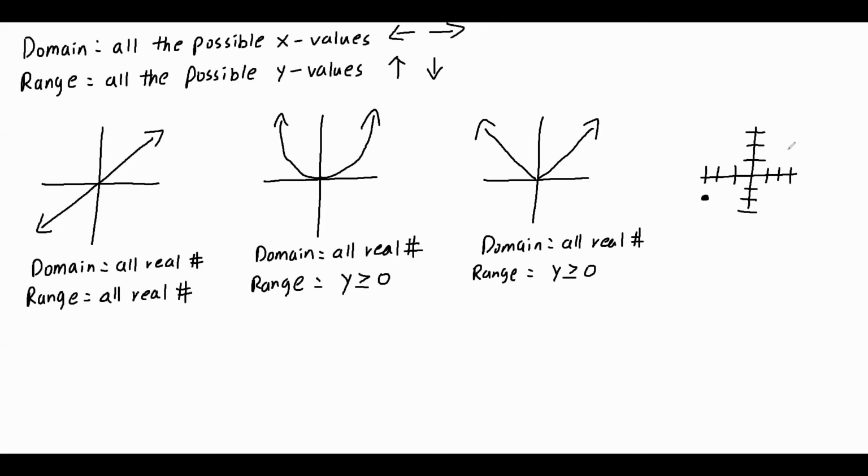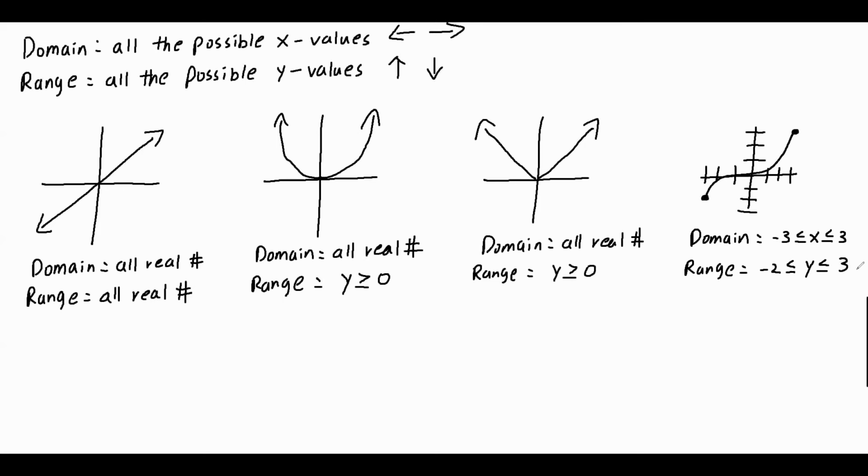Does the graph keep going to the right or keep going to the left? No. The lowest x value the graph covers is -3, and the highest x value the graph covers is 3. So the domain is from -3 to 3. The range, the lowest y value the graph covers is -2, and the highest it covers is 3. So the range is from -2 to 3.